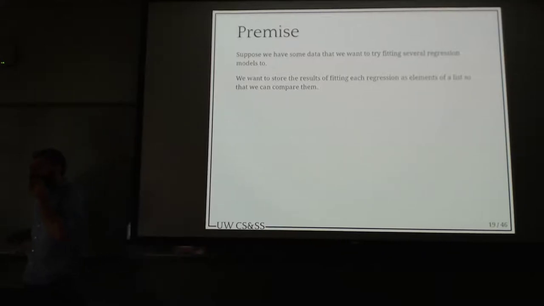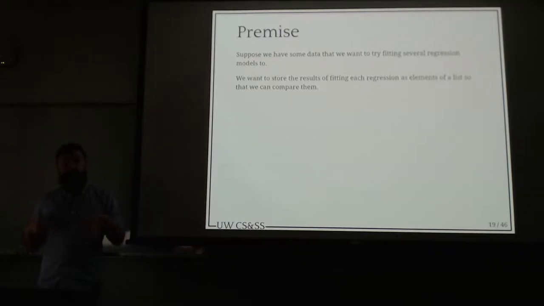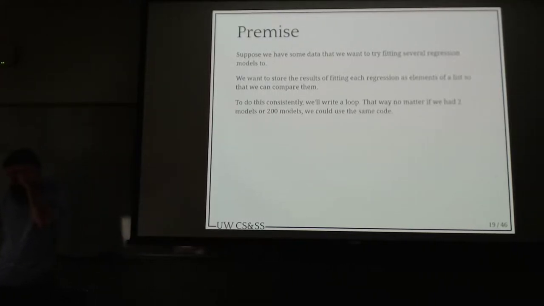Okay. So let's say we want to store the results of fitting each of the regression models we want as elements of a list so we can compare them. We're going to store them as elements of a list because regression output is a really big list item. We can't store it as like a single element of a vector because it won't fit. We're going to do each output of a regression as an element of a list. Okay. To do this consistently, we're going to write a loop.